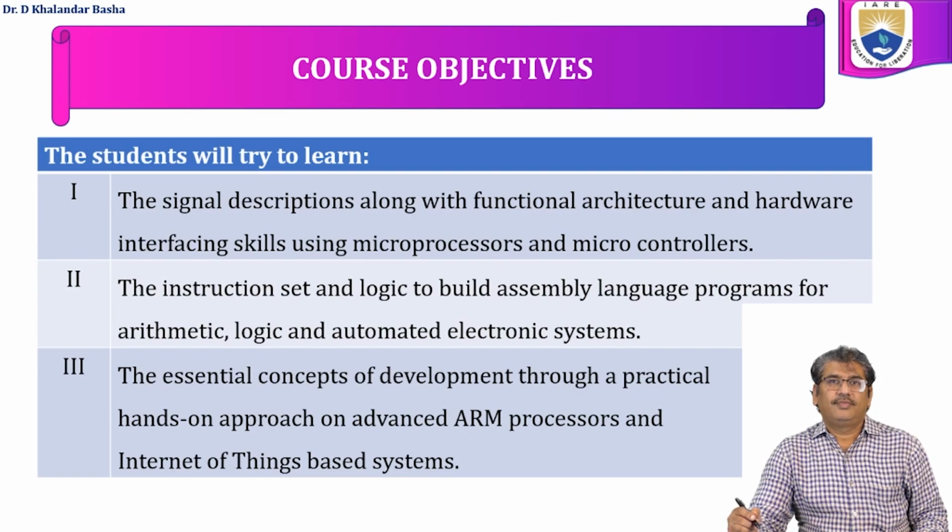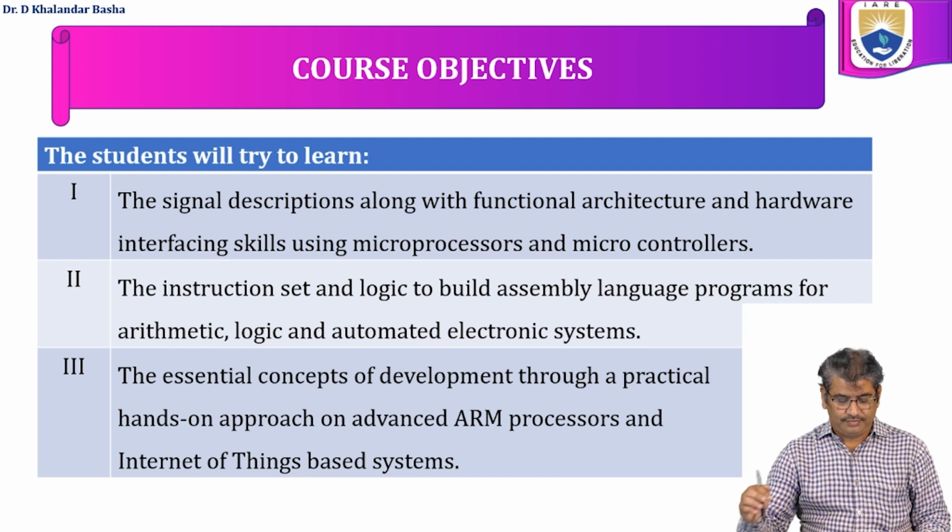The course objectives. The objective of microprocessor system is to make the students learn the signal descriptions along with the functional architecture and hardware interface skills using microprocessors and microcontrollers, the instruction set and logic to build assembly language programs for arithmetic, logic and automated electronic systems. The essential concepts of development through a practical hands-on approach on advanced microprocessor and Internet of Things based system.